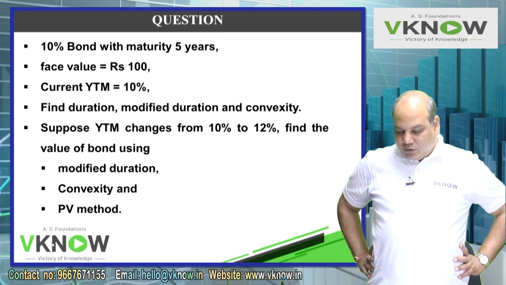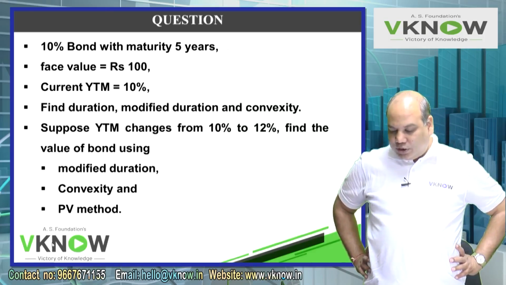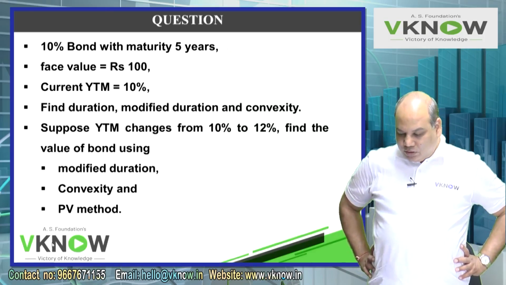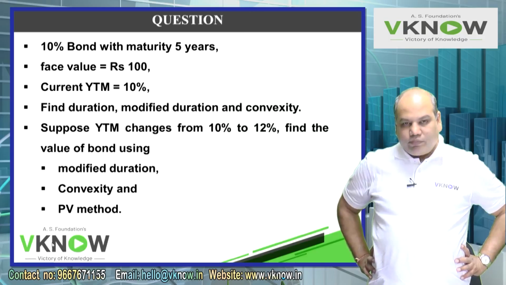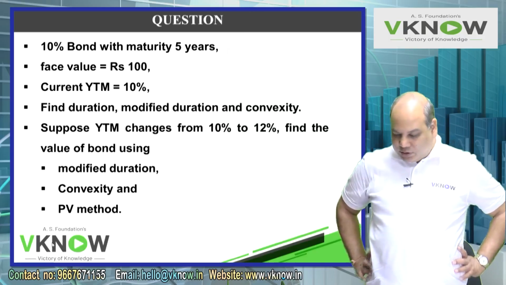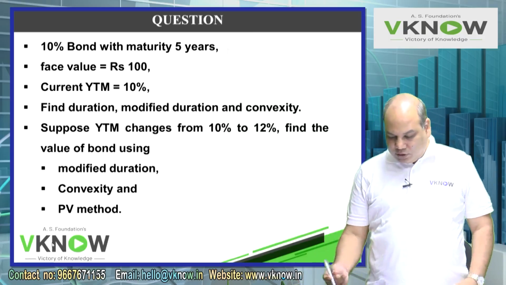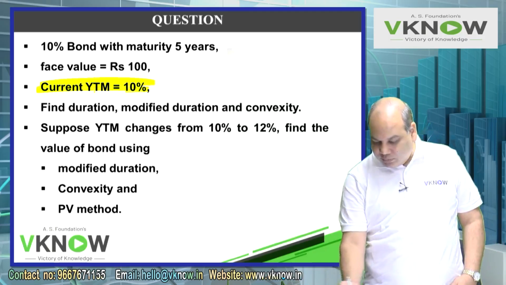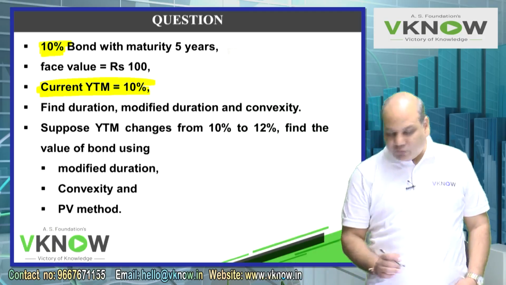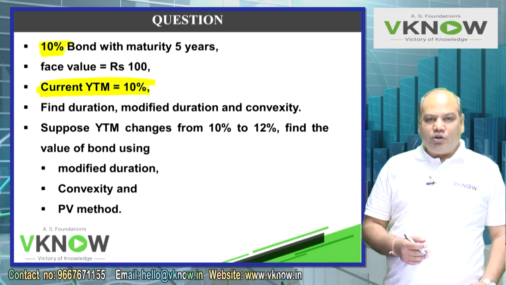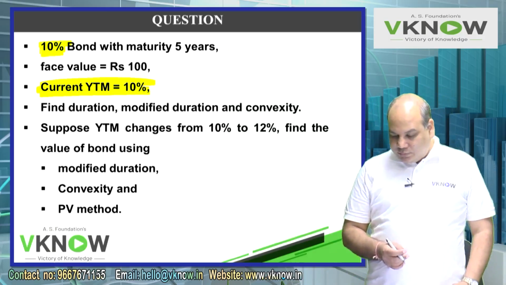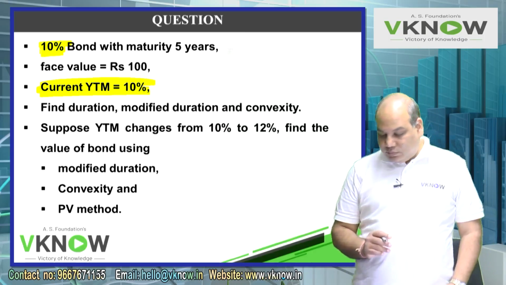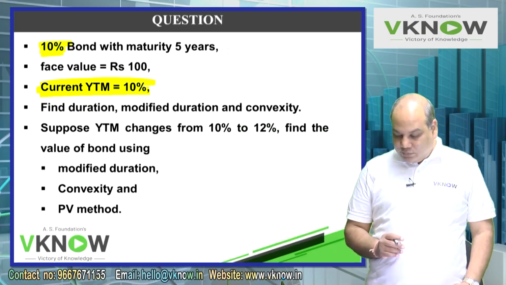The question is: a 10% bond, maturity 5 years, face value 100, YTM also 10%. This is just to keep the calculation easy. I have taken YTM and coupon rate equal, so you can calculate duration fast. Anyway, what is the question? Find the duration, find the modified duration and find the convexity.